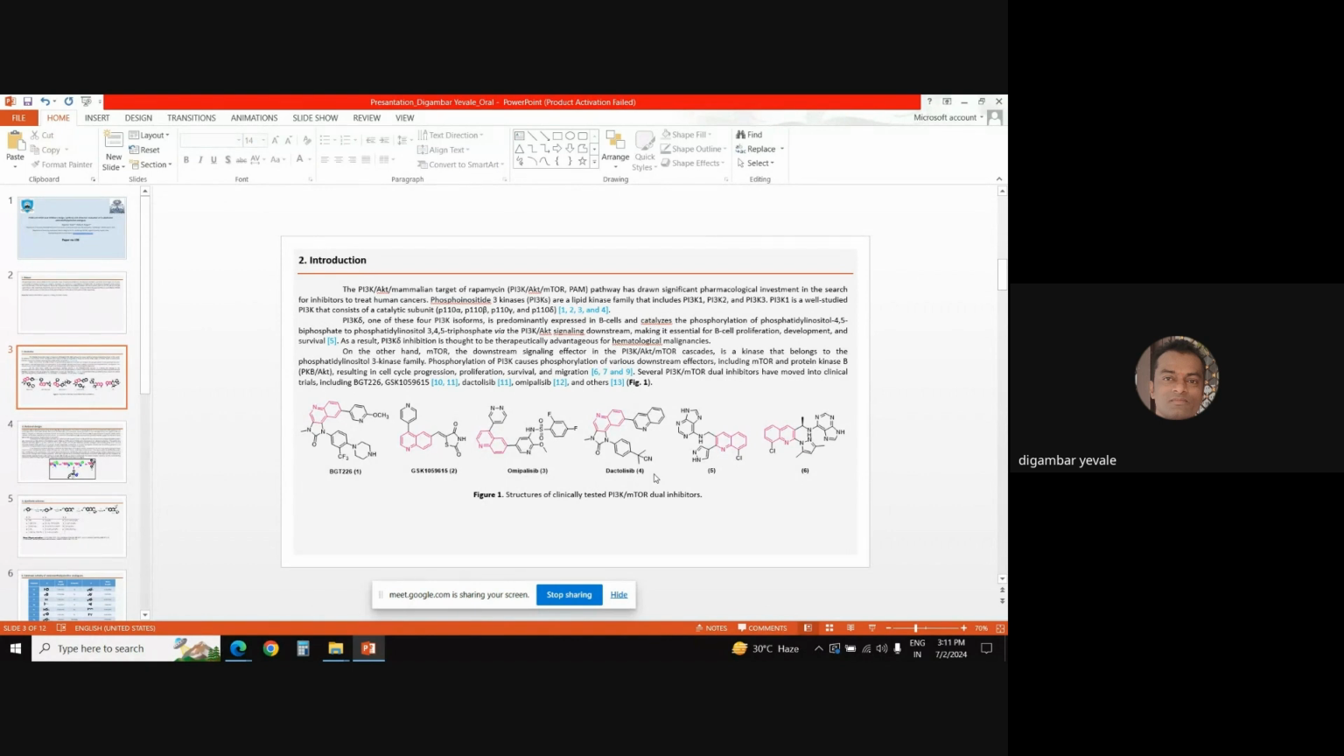This kinase belongs to the phosphatidylinositol 3 kinase family, and this is also involved in the downstream effect of this mTOR cascade. There are 6 different compounds I have mentioned which are clinically available in the market. Compounds 5 and 6 are still under study, but the first 4 are available in the market for this lymphocyte cancer.